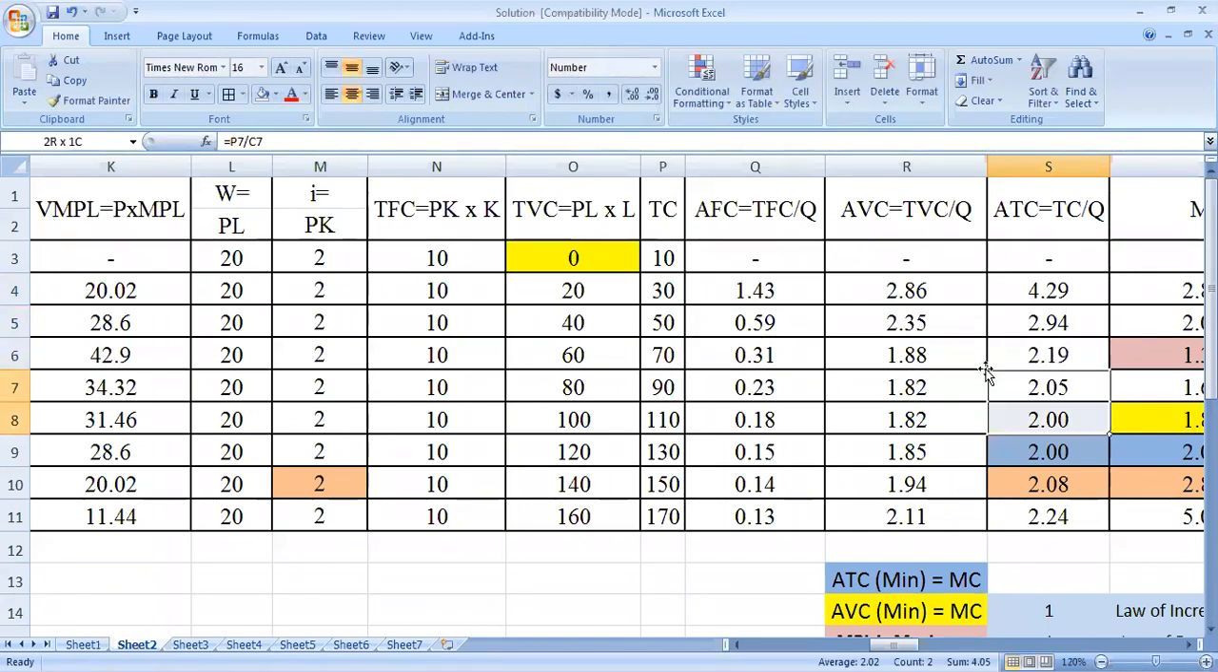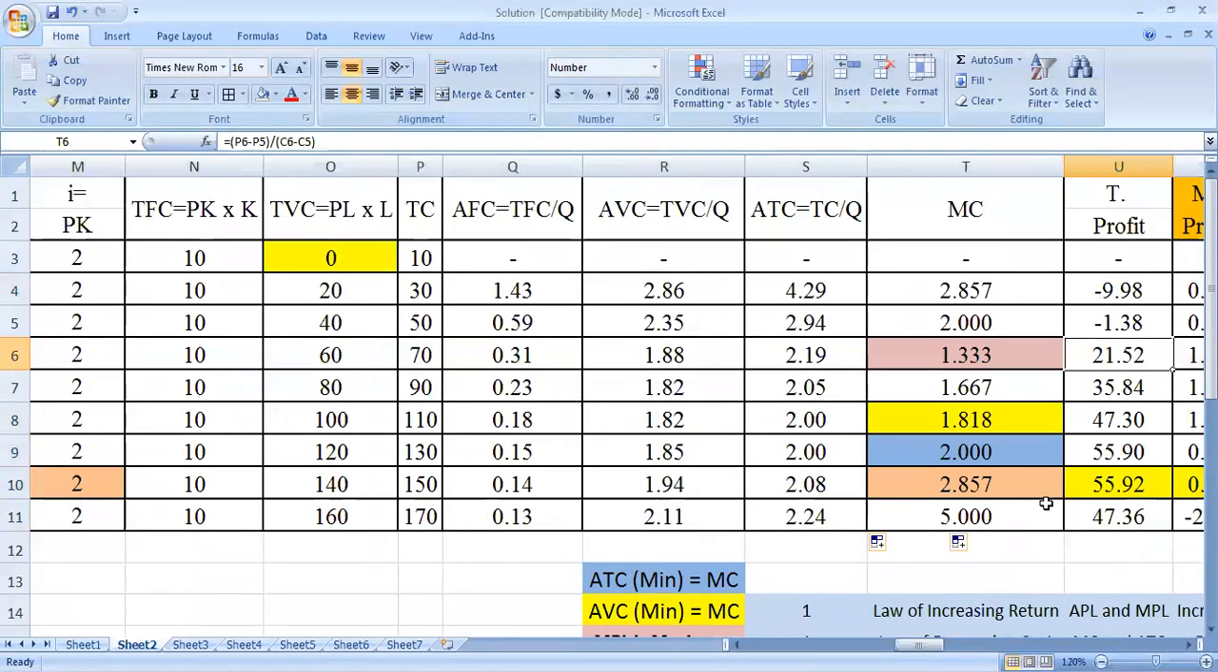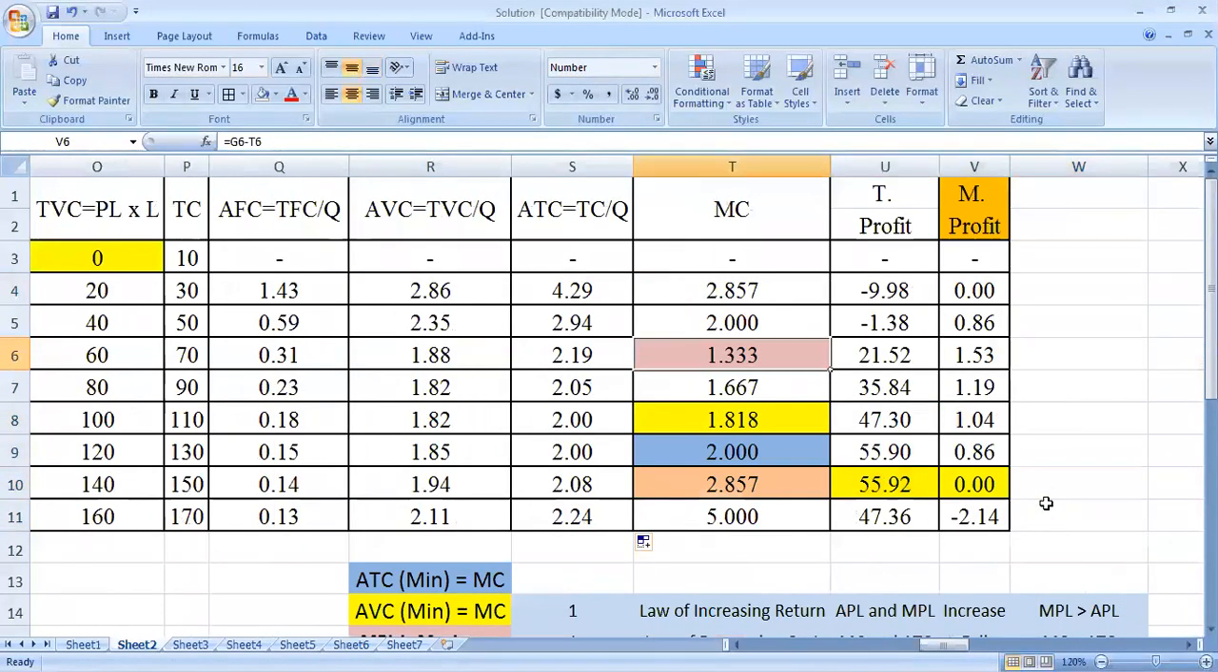Okay, now let's remove the other information to find out the other values. The answer will remain the same. The answer will not be different, right? So here we have found the value for average total cost. Okay, now let's move towards marginal cost.